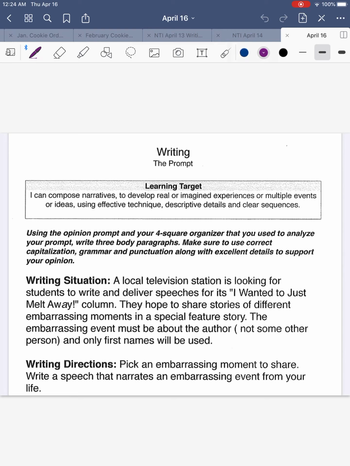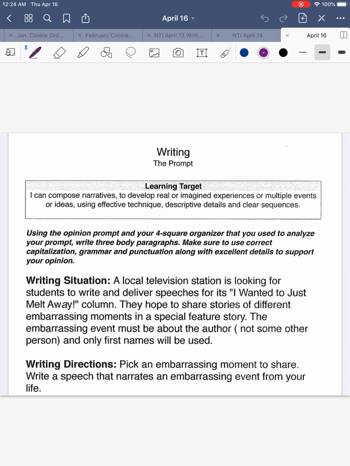I hope you guys are having a good week. Our week is almost over. I know you guys have been working really hard. I'm going to get you through writing today. And whenever I looked at this writing situation, I came up with about 4 different topics that I could write about. So let's get to it.